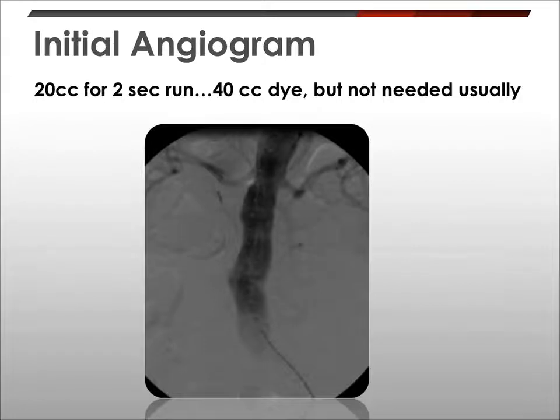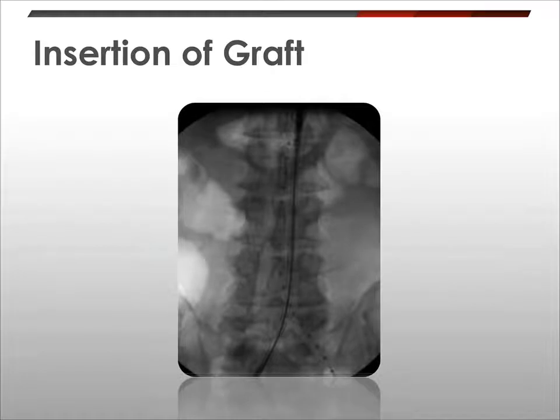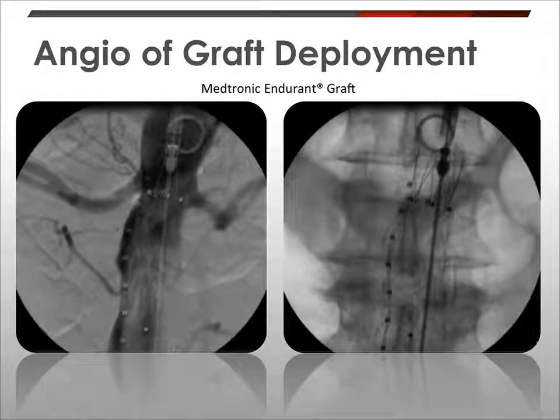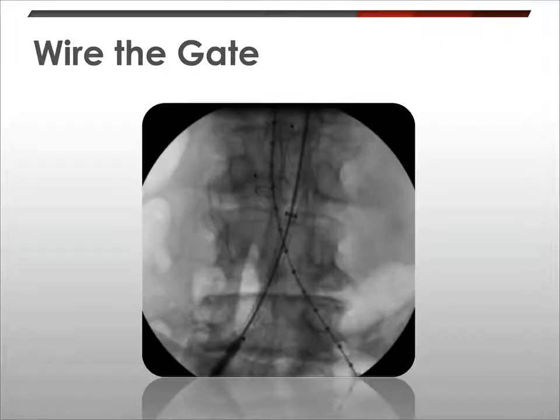I do a 20 cc for 2-second run, so I use 40 cc's total. I don't usually do this, but I did so for demonstration purposes, just to see the overall short neck, the aneurysm itself with the thrombus load inside the aneurysm sac, and the iliac arteries. The next slide shows the insertion of the graft itself. The next slide shows the graft deployment, in this case using a Medtronic Endurant device because of the short neck.